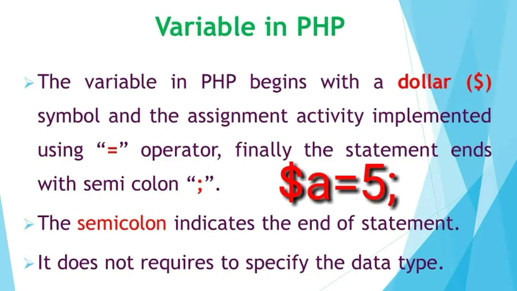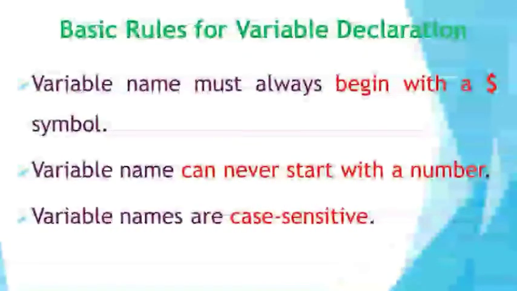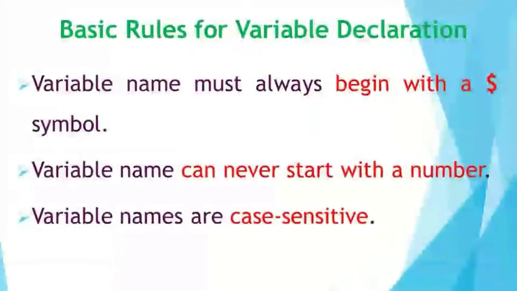The basic rules for variable declaration: variable name must always begin with dollar symbol. You have to start a variable name with the dollar symbol. Variable name can never start with a number. You cannot start the variable name with a number. And the variable names are case sensitive, which means uppercase A and lowercase A are different. So it is case sensitive.